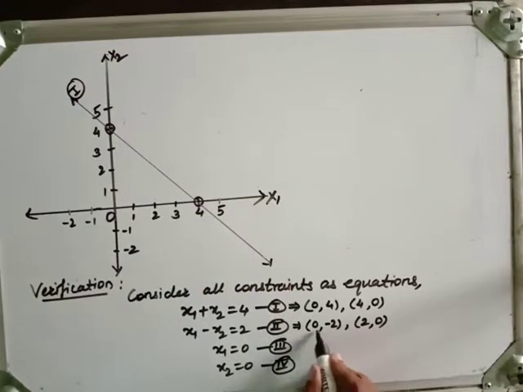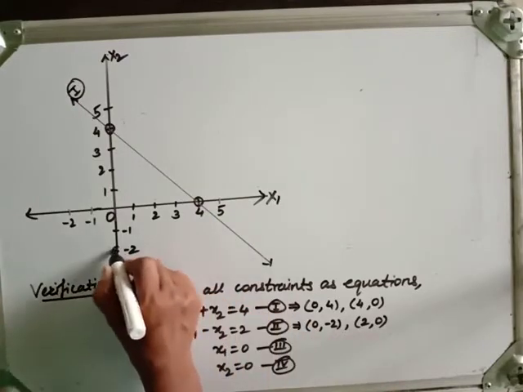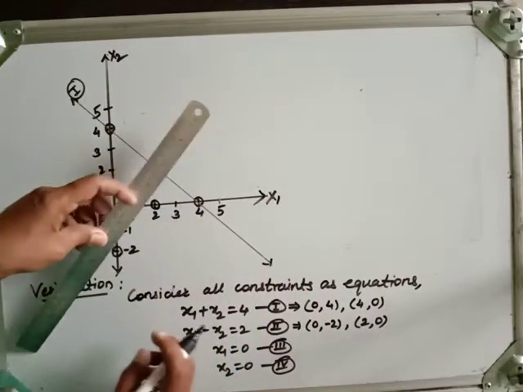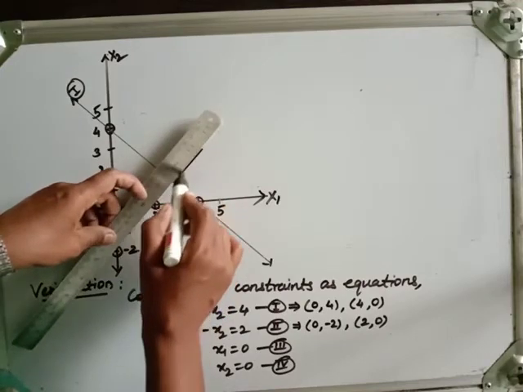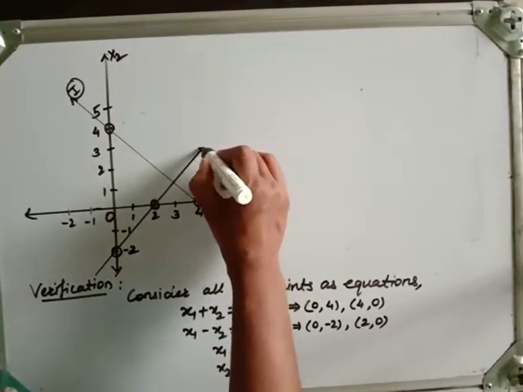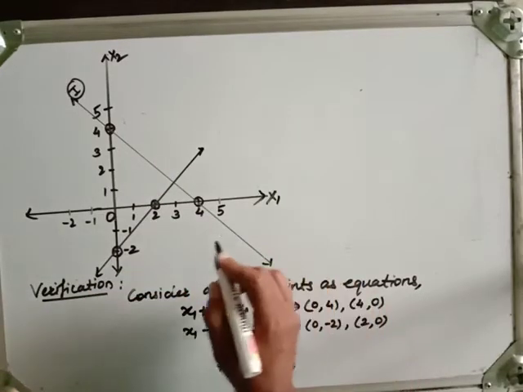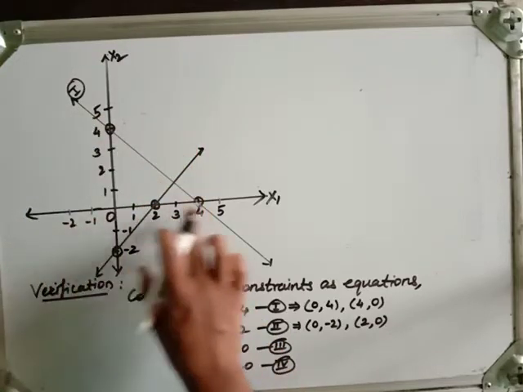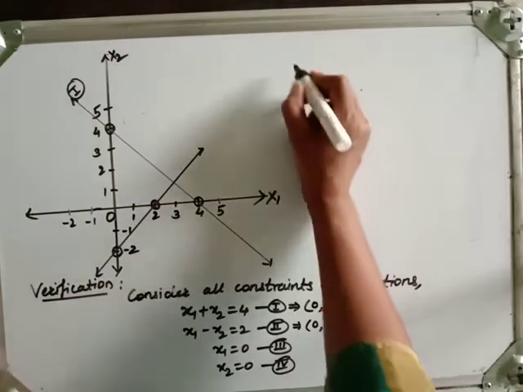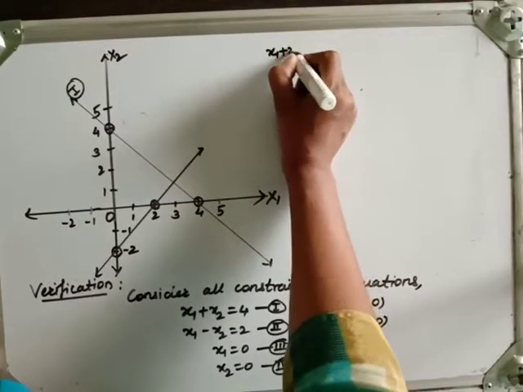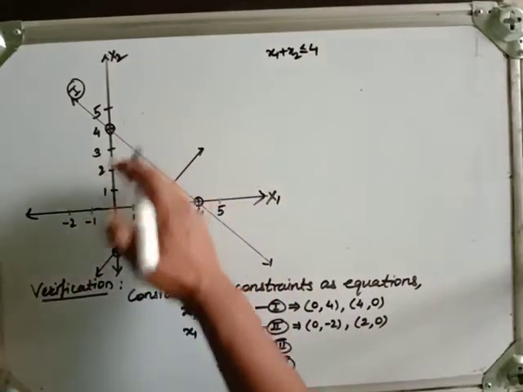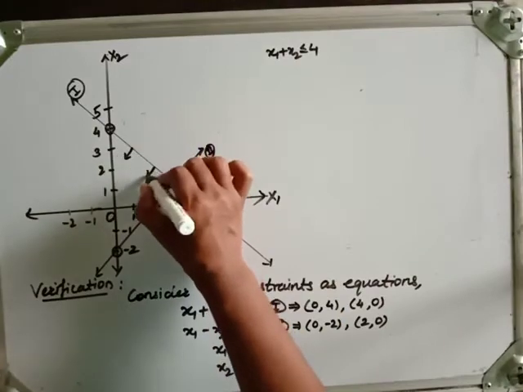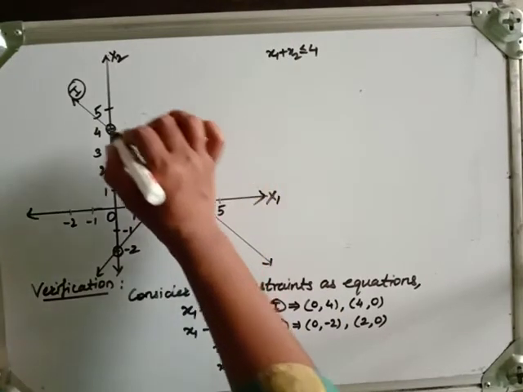Now next one, 0, -2, so it is on the y-axis, and 2, 0 is on the x-axis. This is our second line. Okay, now x1 equal to 0 means our vertical axis and x2 equal to 0 means our horizontal axis. Now as our constraint is x1 plus x2 less equal 4, less equal means it is towards the origin. So this is the direction for our feasible region or the solution space.